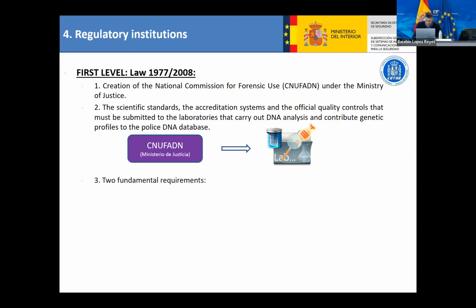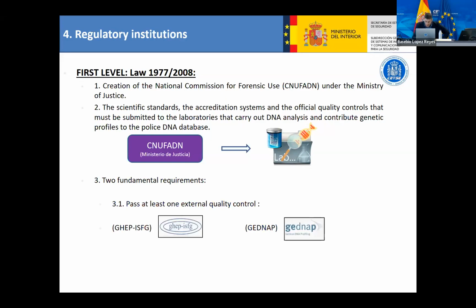The first requirement is that the laboratory must pass at least 1 annual external quality control among the following ones, recognized by the International Society of Forensic Genetics, ISFG, or by the European Network of Forensic Science Institutes, ENFSI, respectively, as you can see here on the screen: the quality control of DNA polymorphisms of the Spanish and Portuguese group of the International Society of Forensic Genetics, and the quality control of DNA polymorphisms of the German group, GEDNAP, which is the official control for laboratories belonging to ENFSI, okay? For this reason, all the laboratories that want to introduce genetic profiles in the DNA database must pass one of the external quality controls.